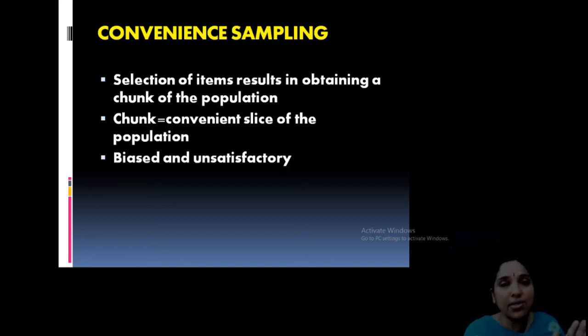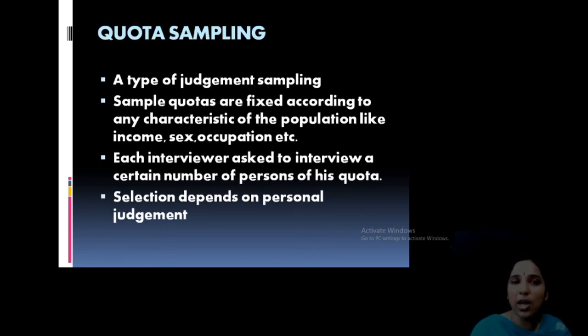This is biased and unsatisfactory. Understood? Okay. While studying the academic performance of Kannur University, if I study only one college, is it 100% correct? That's wrong. That's biased. I have to take a sample from all colleges. Then only it will be perfect. So that is what convenience sampling is. Understood? Okay. So that's all about that.